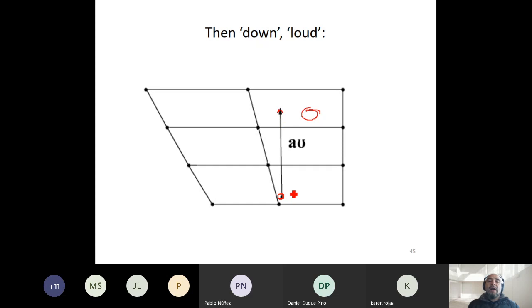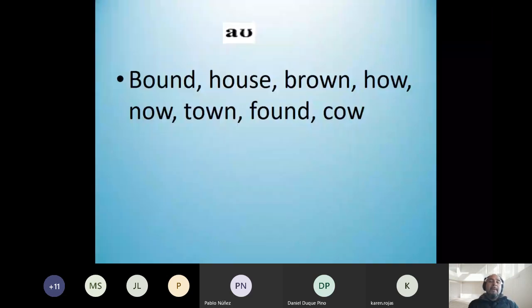Ow. You should feel your tongue moving from a low position to a higher position. Your tongue probably is not moving towards your teeth, but it's just going upwards. It's just rising within the oral cavity. Some examples in which we can find this diphthong are bound, house, brown, how, now, town, found, cow. Okay, ow.